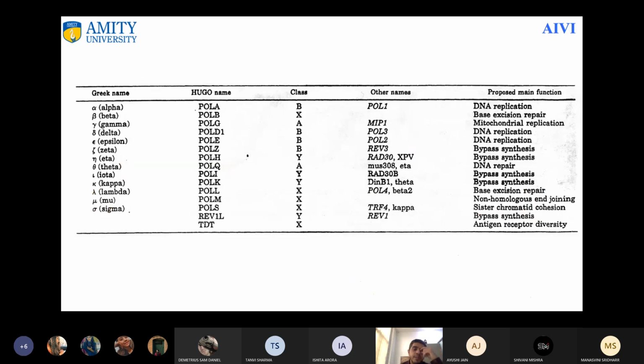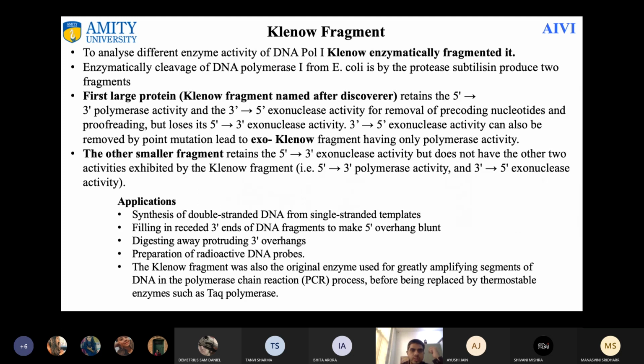Okay, so these are the types that are in the eukaryotes. Then we talk about fragmentation of the enzyme, because you want to study what different portions, what different domains of your enzyme have different properties. Then we found a fragment called the Klenow fragment, which has 5 prime to 3 prime polymerase activity and 3 prime to 5 prime exonuclease activity, and a smaller fragment that has only 5 prime to 3 prime exonuclease activity.